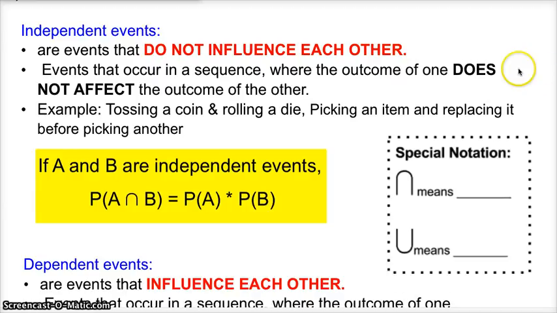So the special notation, this first one means and. Again, I kind of choose to think about this as an N. The other one means or. So when looking at this formula, if A and B are independent events, the probability of A and B is equal to the probability of A times the probability of B.